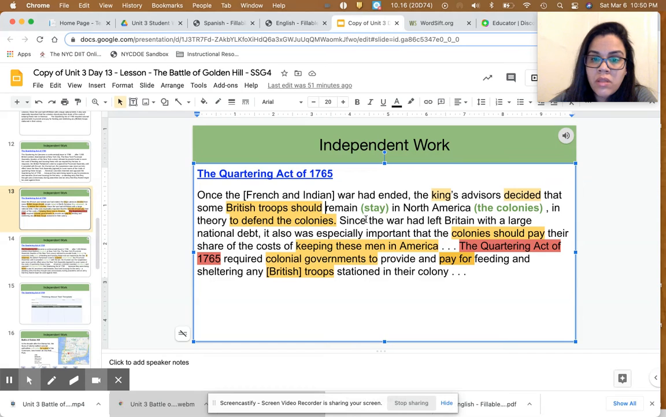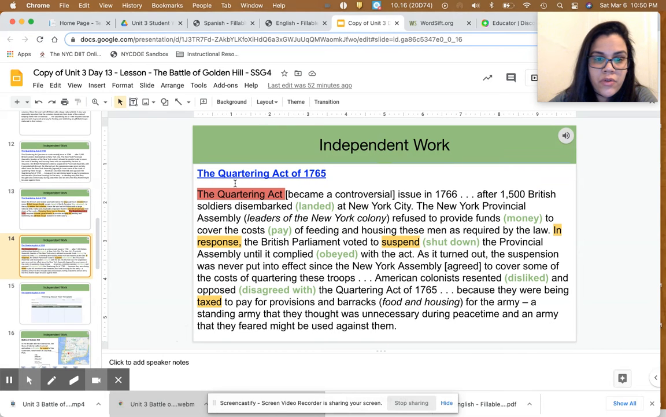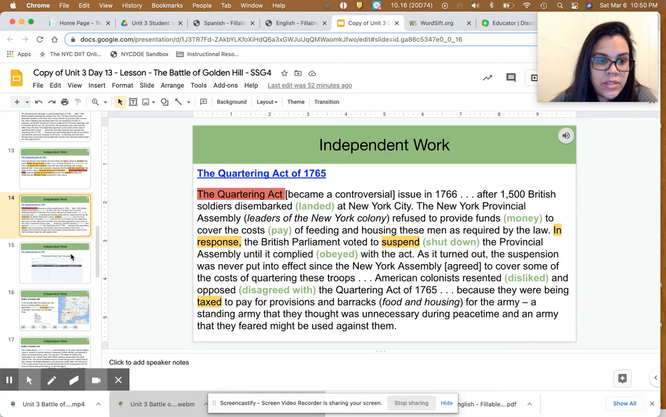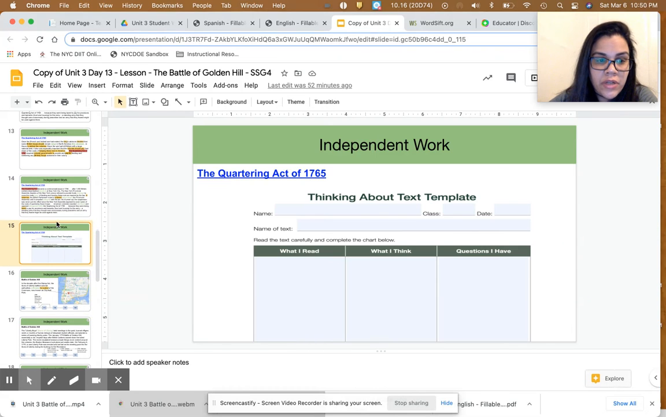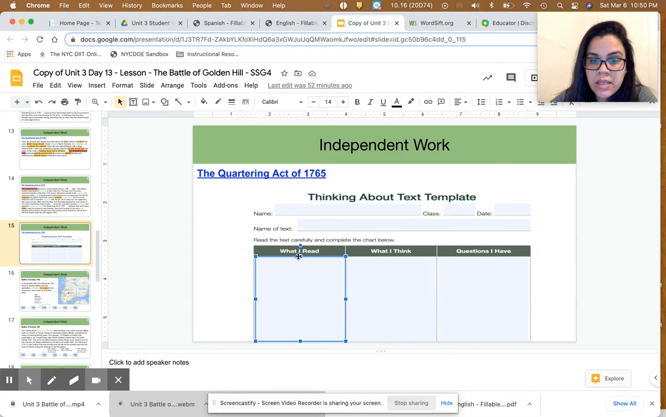Also, in green and in parentheses, I put in a scaffold just to support students in understanding some vocabulary words. I did it for the Quartering Act of 1765, those sources. And then after each source, students can jot down what I read, what I think, questions I have.